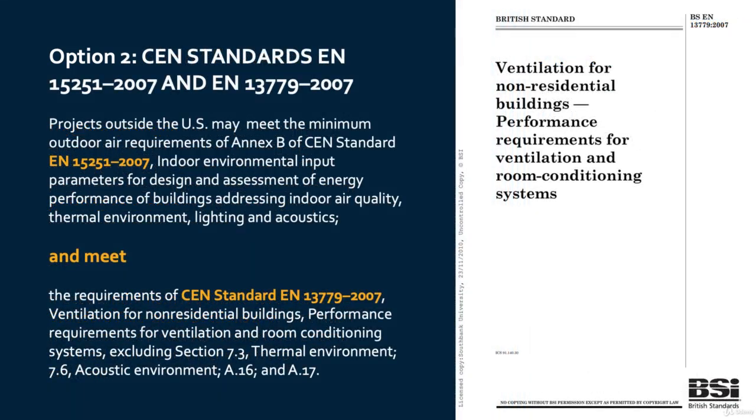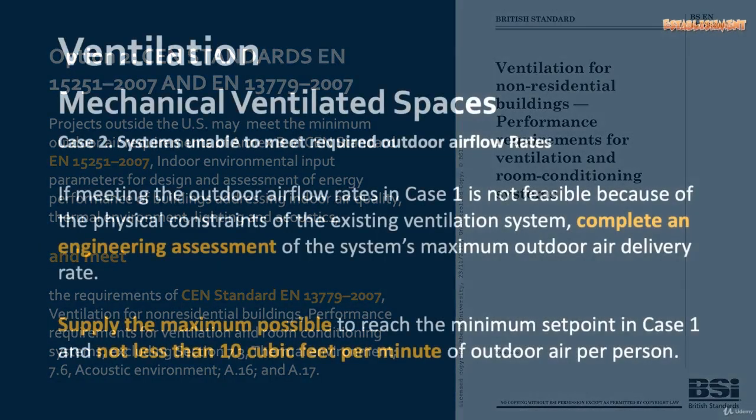Option 2. Projects outside the US may meet the minimum outdoor air requirements of Annex B of the CEN standard EN 15251 2007. And as we've seen before, they should also meet the requirements of the CEN standard EN 13779 2007 for ventilation. Now let's have a look at Case number 2.